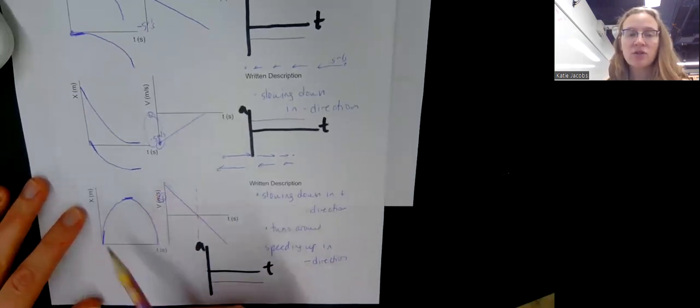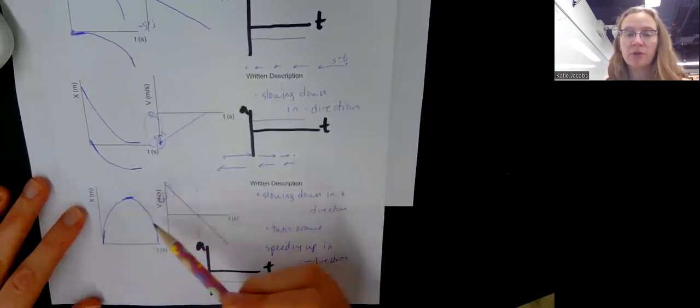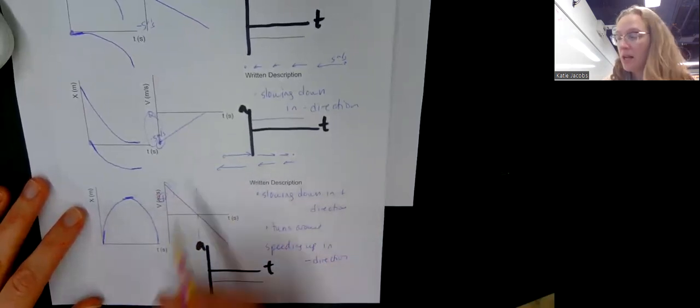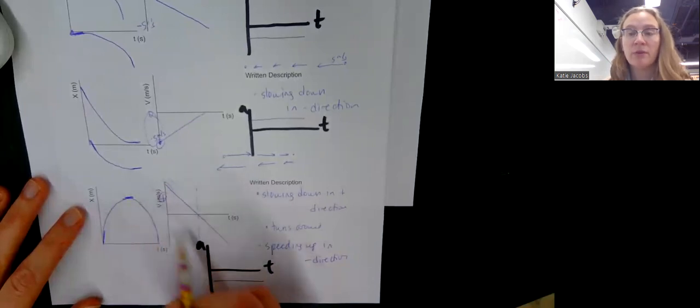So there were different stories for position. There were two different stories of motion for velocity. There's only one story for acceleration. It has a negative acceleration the whole time because the slope is negative the whole time.